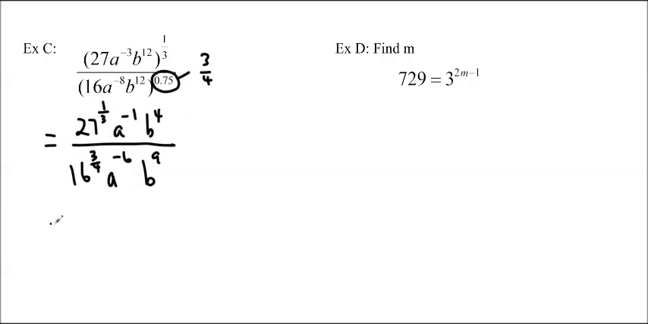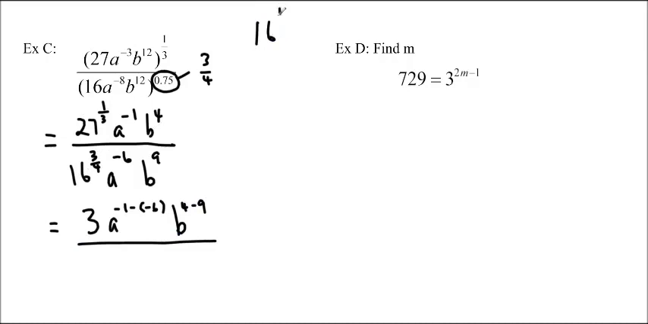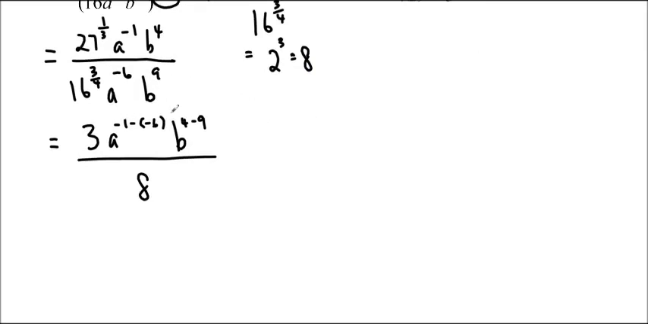So 3 cubed is 27, so I know this is going to be 3. A to the 1 minus negative 6. B to the 4 minus 9. And in the bottom I've got 16 to the 3 over 4. I know 16 to the 1 over 4 is equal to 2. And so 16 to the 3 over 4 is like 2 cubed, which is 8. Okay, so we put 8 in the bottom. And we'll just collect these numbers together.